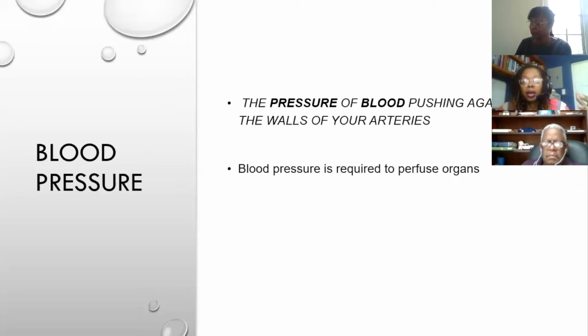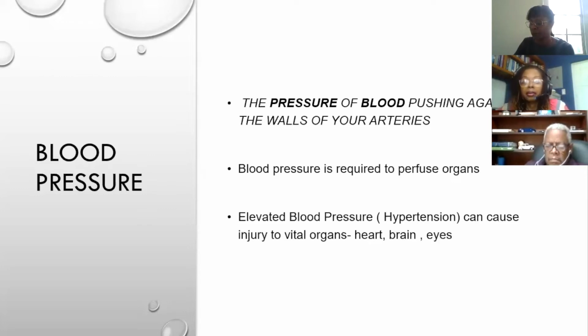What you don't want is to have an extremely high blood pressure, because then, just like a pressure in a pipe at home that is too much, it can burst, rupture, and then you have damage to that area. Same thing with blood pressure. An elevated blood pressure is referred to as hypertension. If we continue to have such high pressures, you can then have injury to vital organs. So you can have injury to your heart, to your brain, to your eyes.